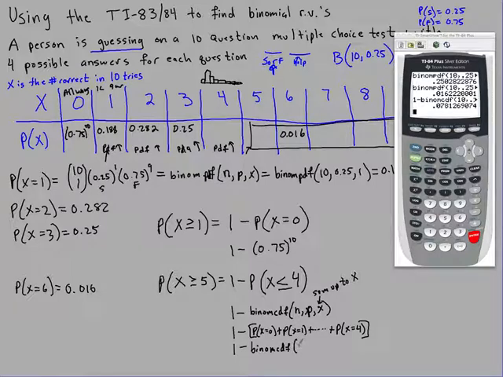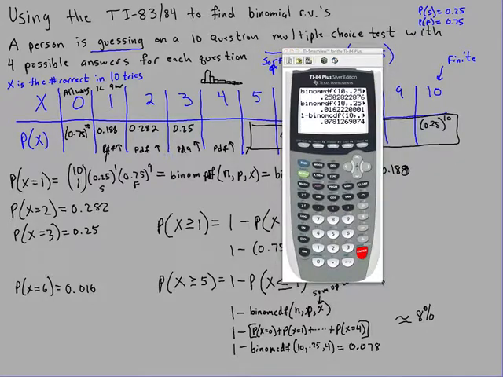So this is going to be 10, 0.25, and 4. And the answer would be about almost an 8% chance. We're at an 8% chance that I get at least 5 right. Okay? Alright, let's try a different one.